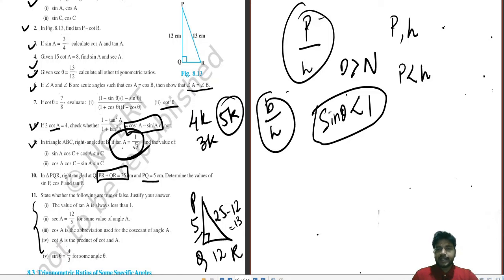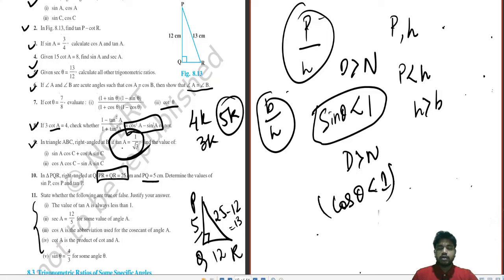Again, B and H, obviously H is greater than B. You know that. So the denominator is again greater than the numerator. Therefore, cos theta is also less than 1. Cos theta is also less than 1. So take your brains very vitally.